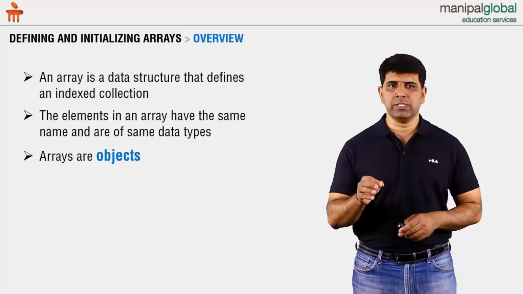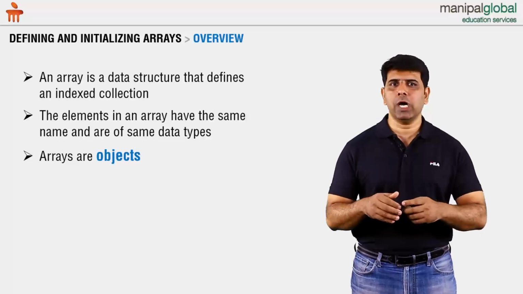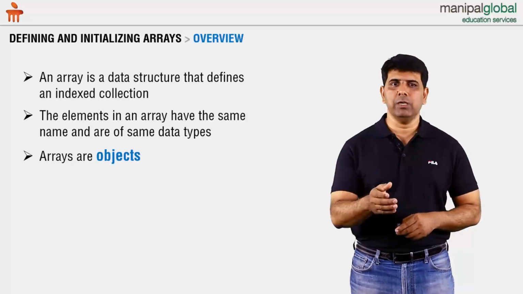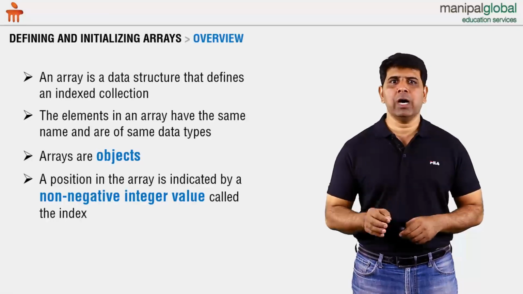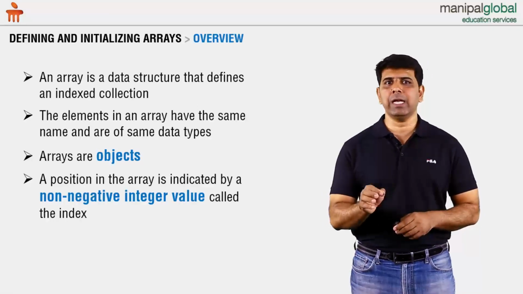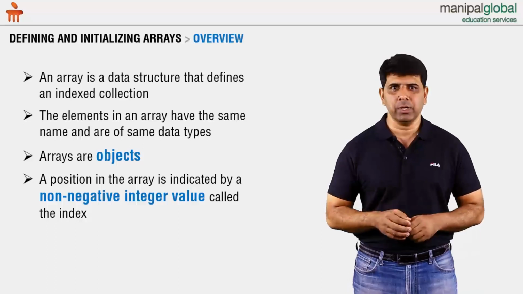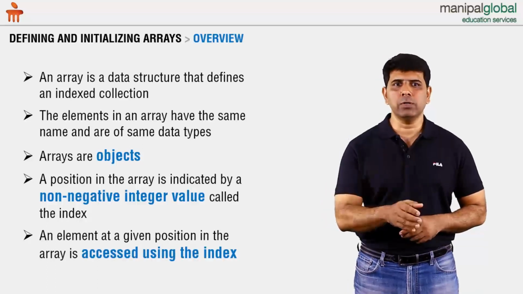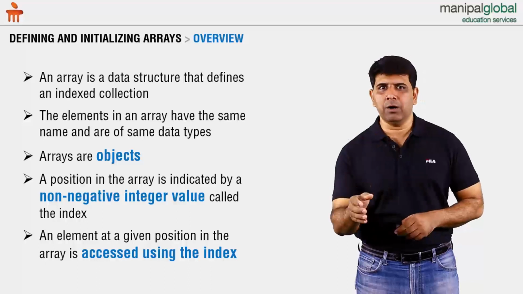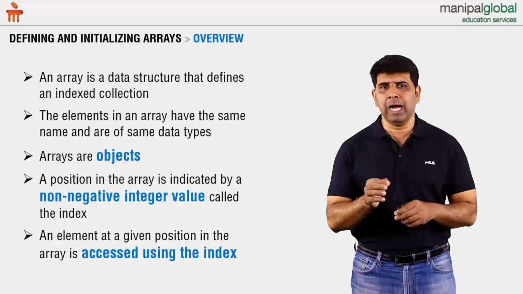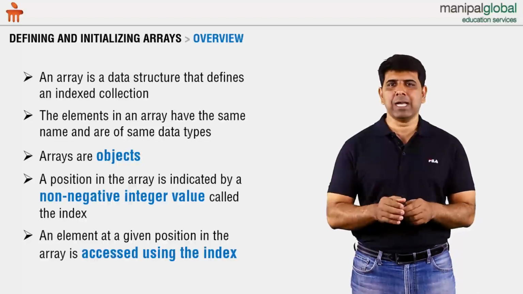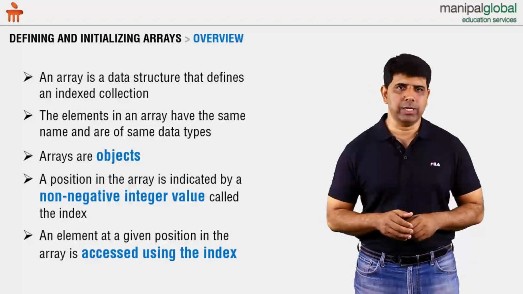Now, arrays are objects in Java, which means you need to allocate memory. Obviously, we allocate memory with the help of the new keyword. A position in the array is indicated by a non-negative integer value called an index. It always starts from 0 and you say array of 0, array of 1, array of 2 and so on. An element at a given position is accessed always using an index.